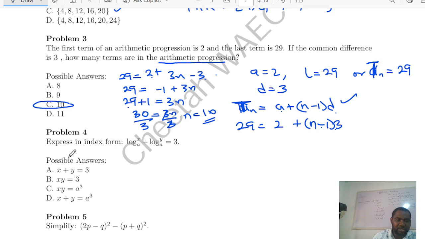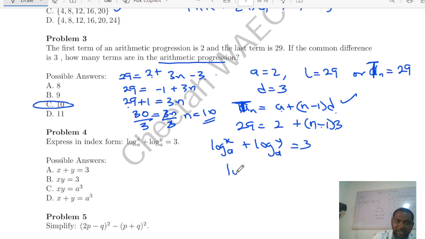Now the next question says, express in index form log x to base a plus log y to base a equal to 3. Okay, so what this simply means is we want to express in index form. Index form simply means in indices. Remember, you can actually convert logarithm to indices. And by law of logarithm, log x to base a plus log y to base a being equal to 3.